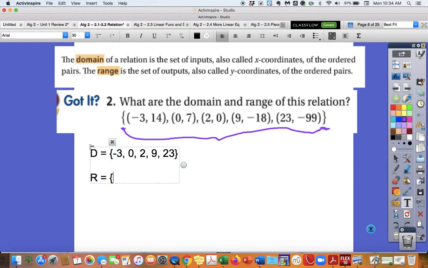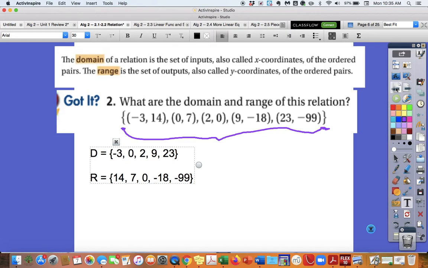So I would open my braces, and then I have 14, 7, 0, -18, and -99. So that is the range values there. Nothing repeated, but like I said, if it did, I would only write it one time.